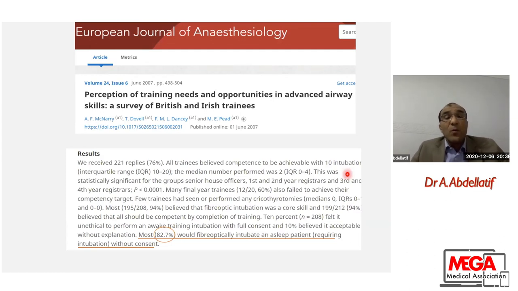This survey was done for the British and Irish trainees about the perception of training needs and opportunities in advanced airway skills. And here we can find about 83% would fibreoptically intubate an asleep patient if he required intubation, of course, without taking a consent from him.